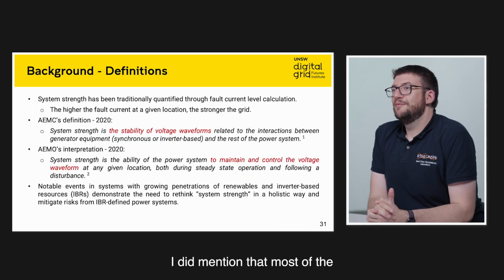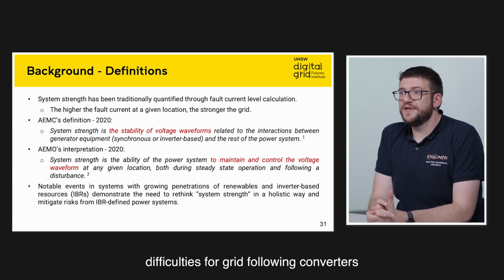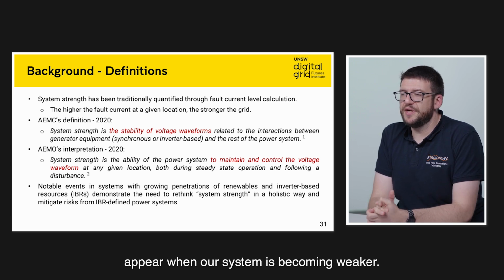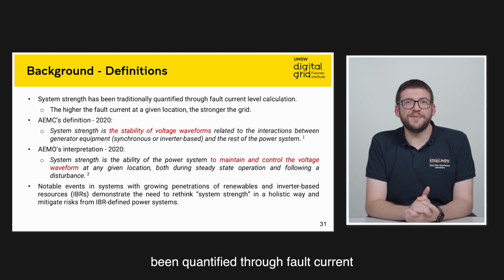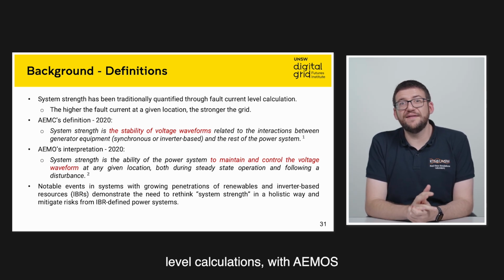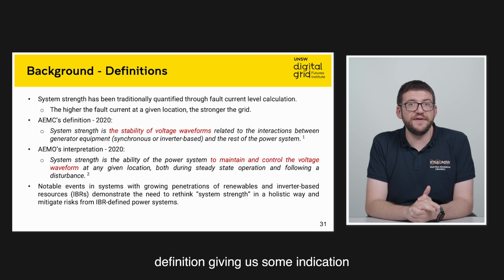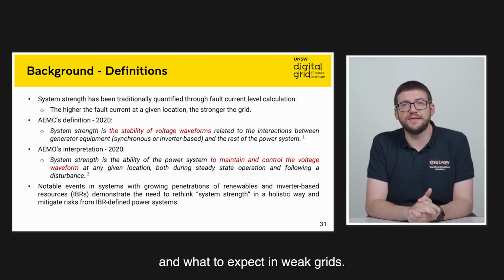I did mention that most of the difficulties for grid-following converters appear when our system is becoming weaker. What does that mean, though? Traditionally, system strength has been quantified through fault current level calculations, with AEMO's definition giving us some indication of what to expect in strong and what to expect in weak grids.